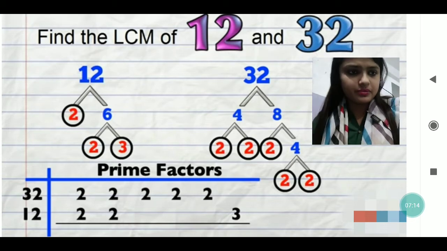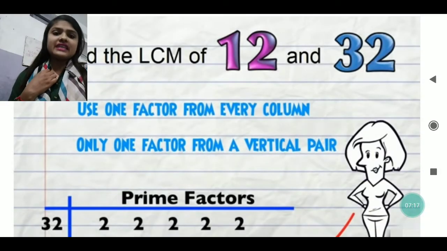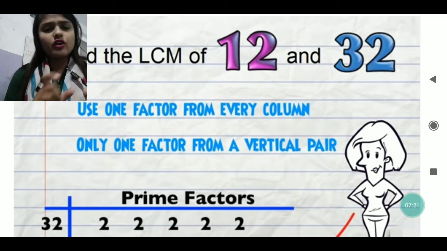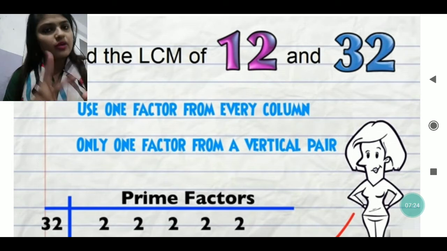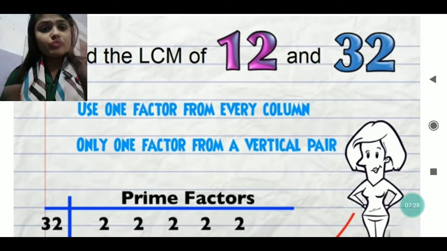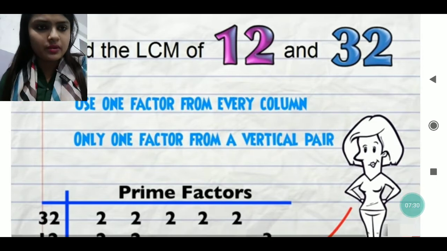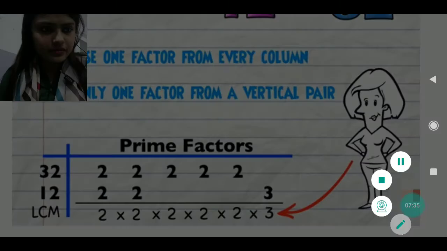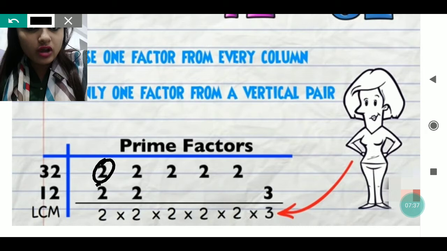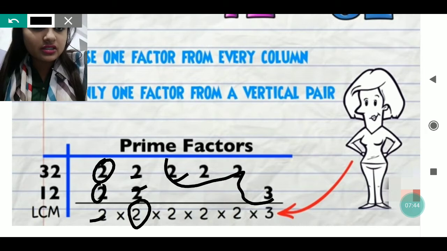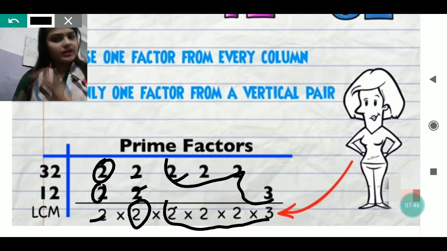Now the second step. You can see, use one factor from every common. There will be common factors between them, and you use only one of each. For example, 2 and 2 is common, so I have taken one 2. Again 2 and 2 is common, so I have taken one 2. And the uncommon ones, I have taken those as well.